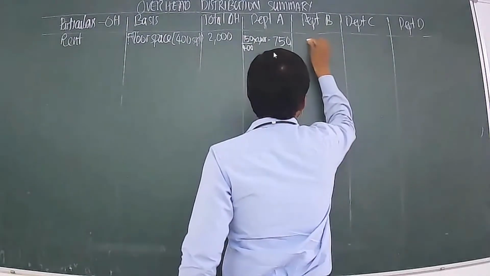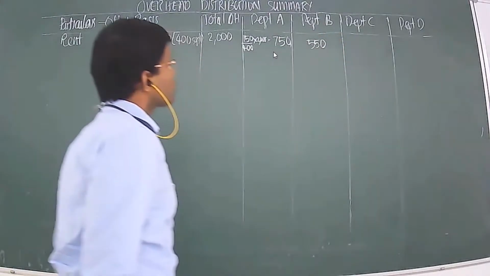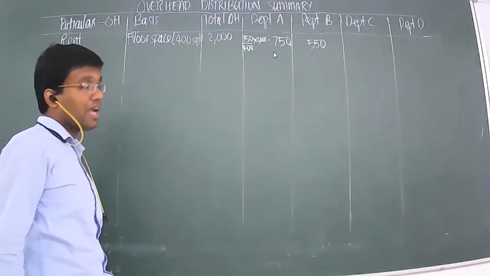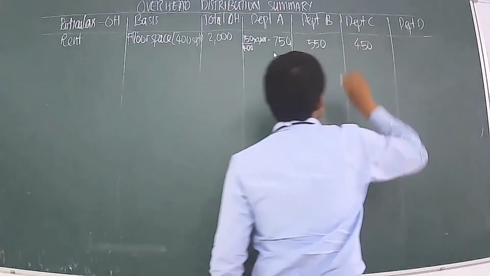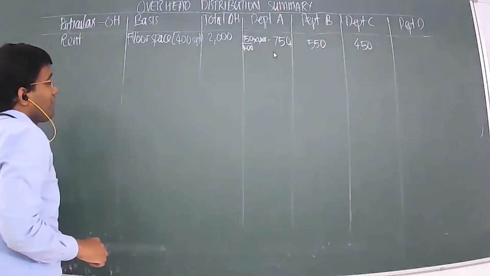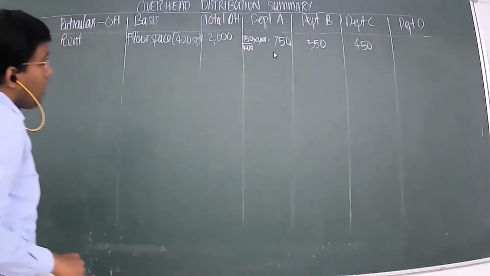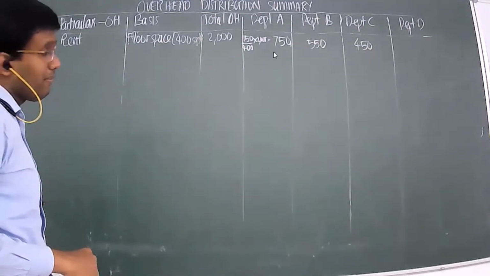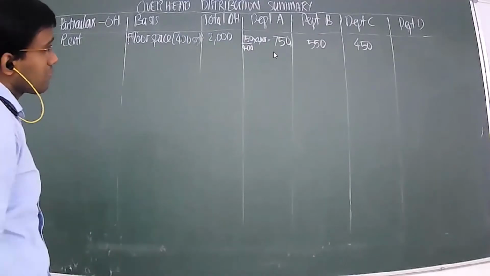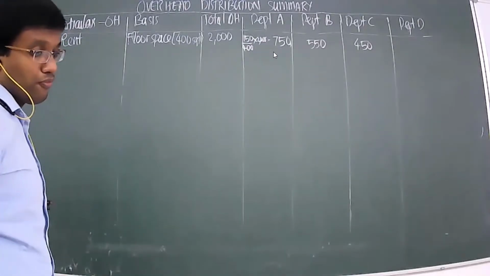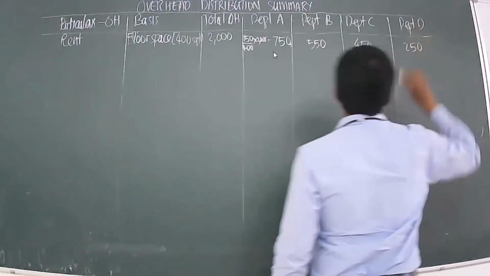Similarly, we will have to calculate for the other departments. For department B, it will be 550. How did I get 550? 110 divided by 400 into 2000. 110 is the floor space occupied by department B. For department C, this will be 450. How did I get 450? 90 divided by 400 into 2000. That will give me 450. For the last one, this will be 250.